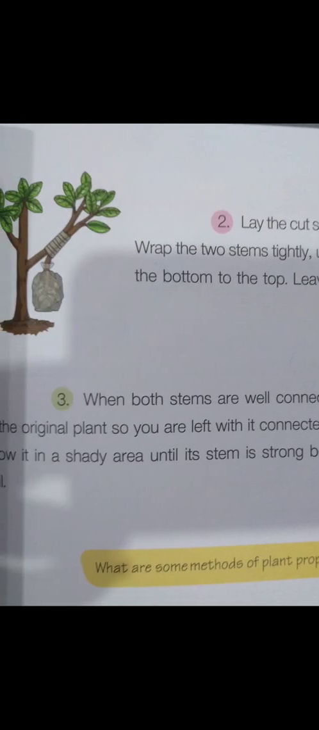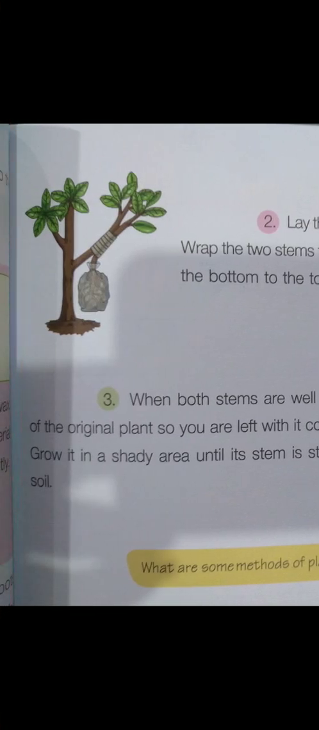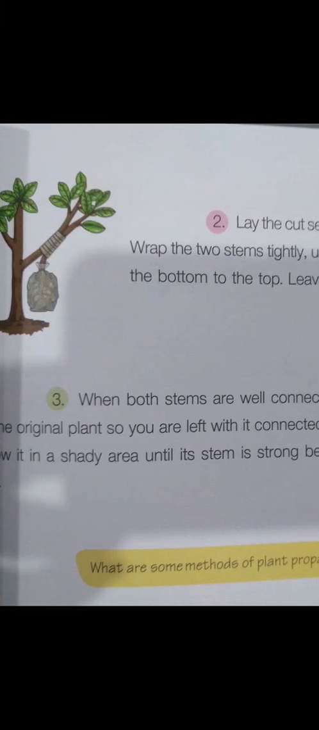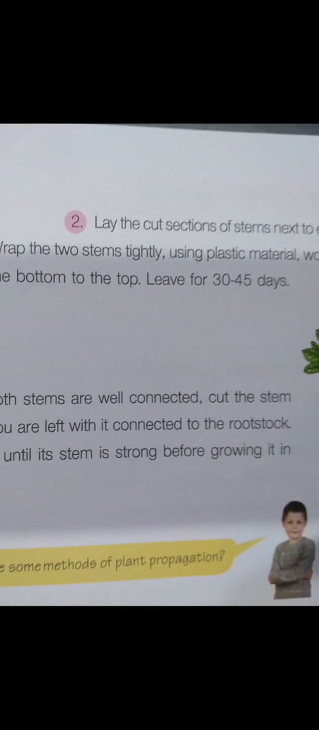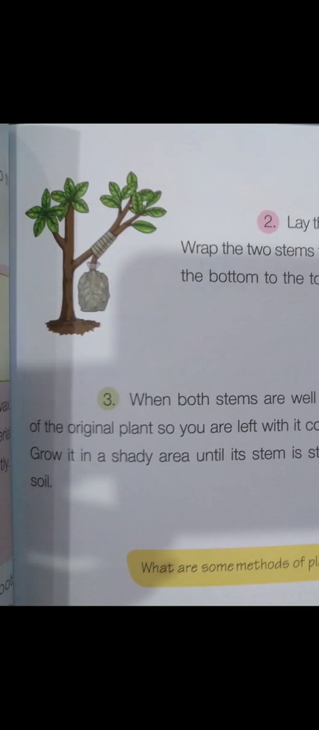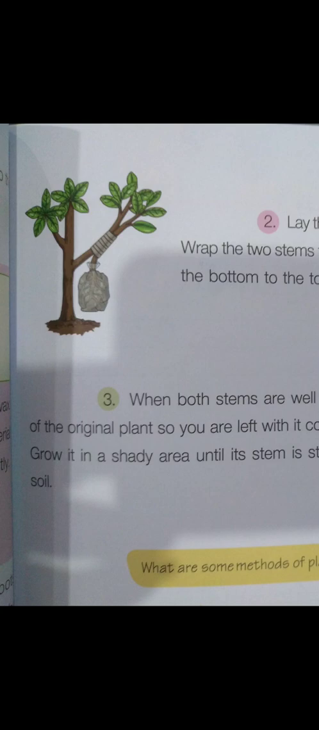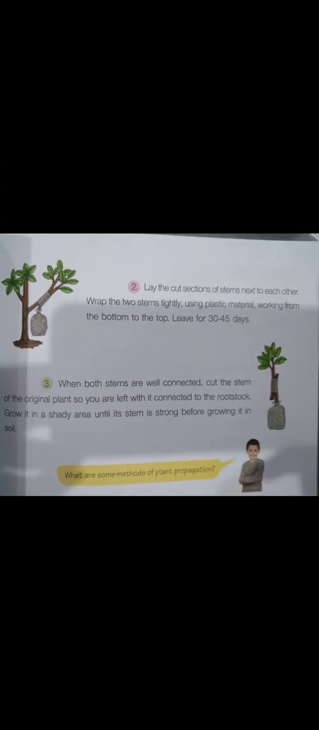Number three, when both stems are well connected, cut the stem of the original plant so you are left with it connected to the rootstock. Grow it in a shady area until its stem is strong before growing it in soil. So you have to wait. That's the inarching.